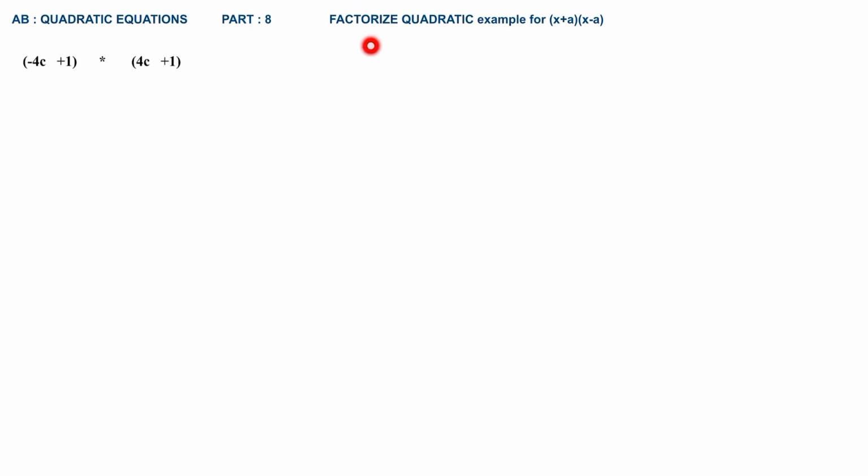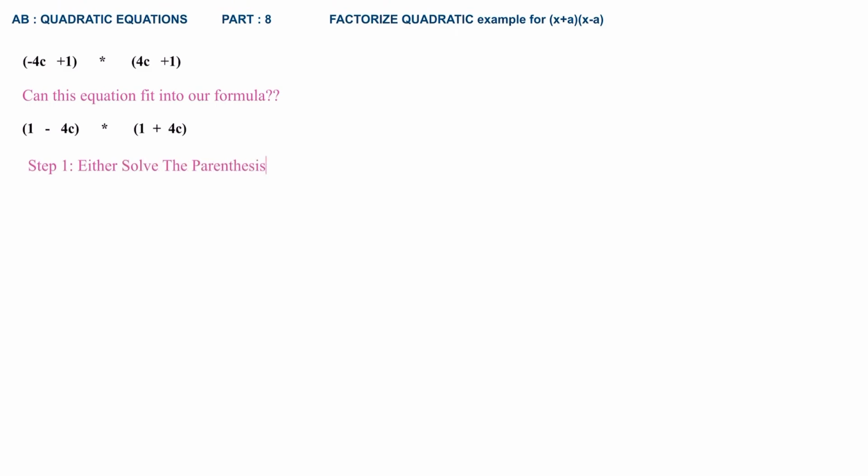So this is part 8, factorizing quadratic, example for the formula. So I have my equation right here. Is there a way, do you guys think, that we can find a formula to get this into a proper format? I can think of a formula, but can our equation fit into the formula x plus a times x minus a? With a little rearranging, this will become 1 minus 4c times 1 plus 4c.